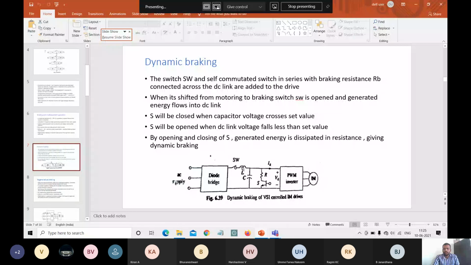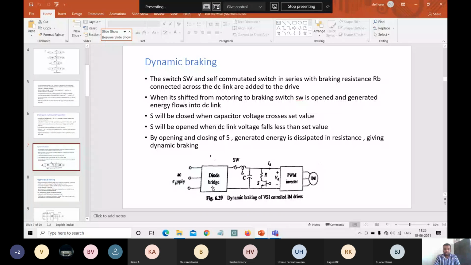So when the action is taken from motoring to braking, energy is flowing from machine to inverter. Then what happens? Switch SW is open. Then it is an open circuit. Then there will be no link with the grid. Then there will be no link with the AC supply. So this is the second point.